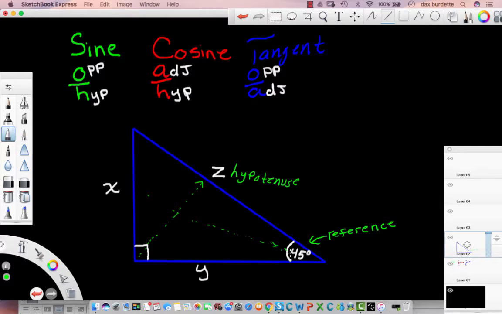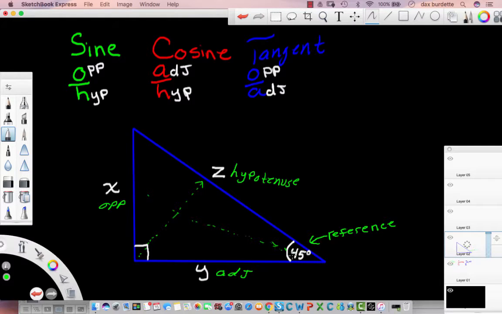So in reference to the reference angle, this side, X, is considered the opposite side. So let's put OPP for opposite side. Okay? Now, the last side cannot be the opposite side. It can't be the hypotenuse. It is the adjacent side. It is the side that is connected to the reference angle.